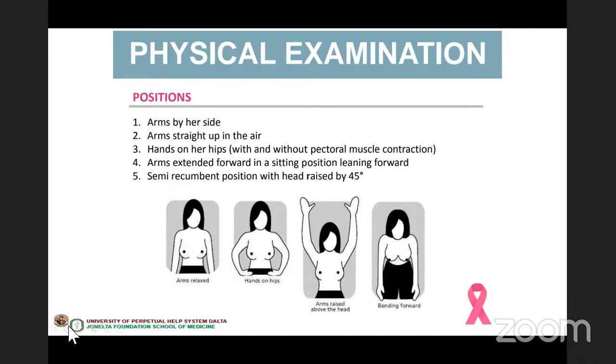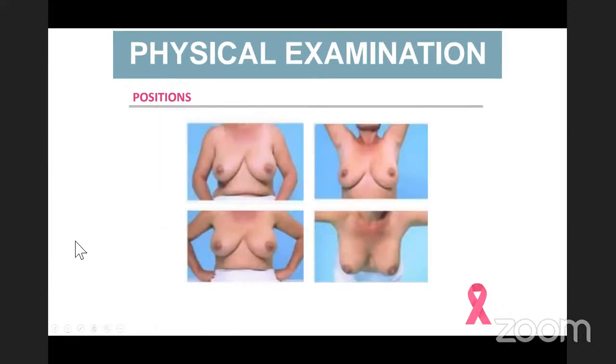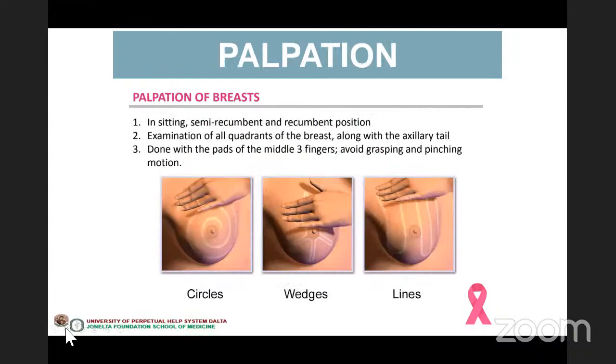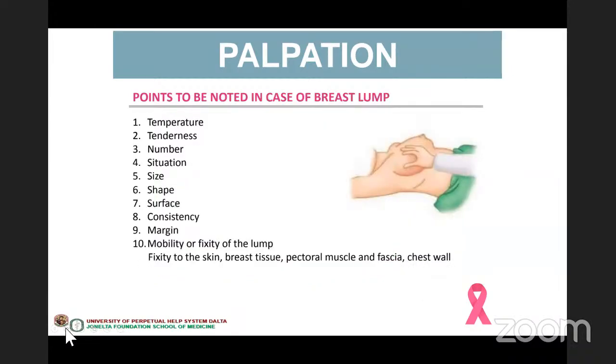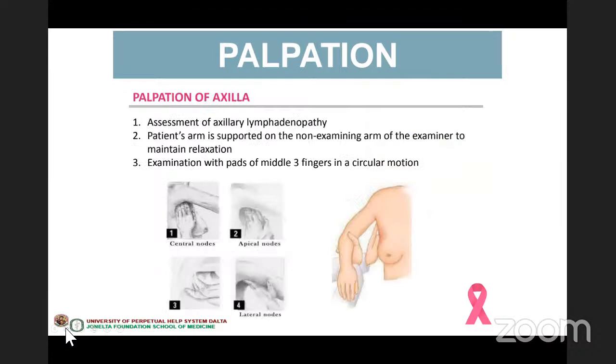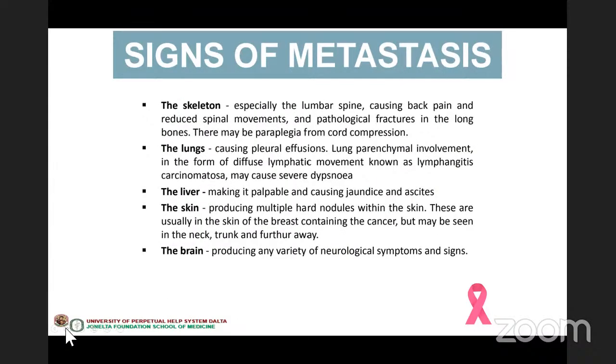These are the positions for breast examination, how you palpate. So you have learned most of this in your second year history taking and your surgery physical examination. How do you palpate and what to take note of in case there is a breast lump. Okay, we just review. So for signs of metastasis, you look at the skeleton, you look at the lungs, you look at the liver, you look at the skin and the brain.